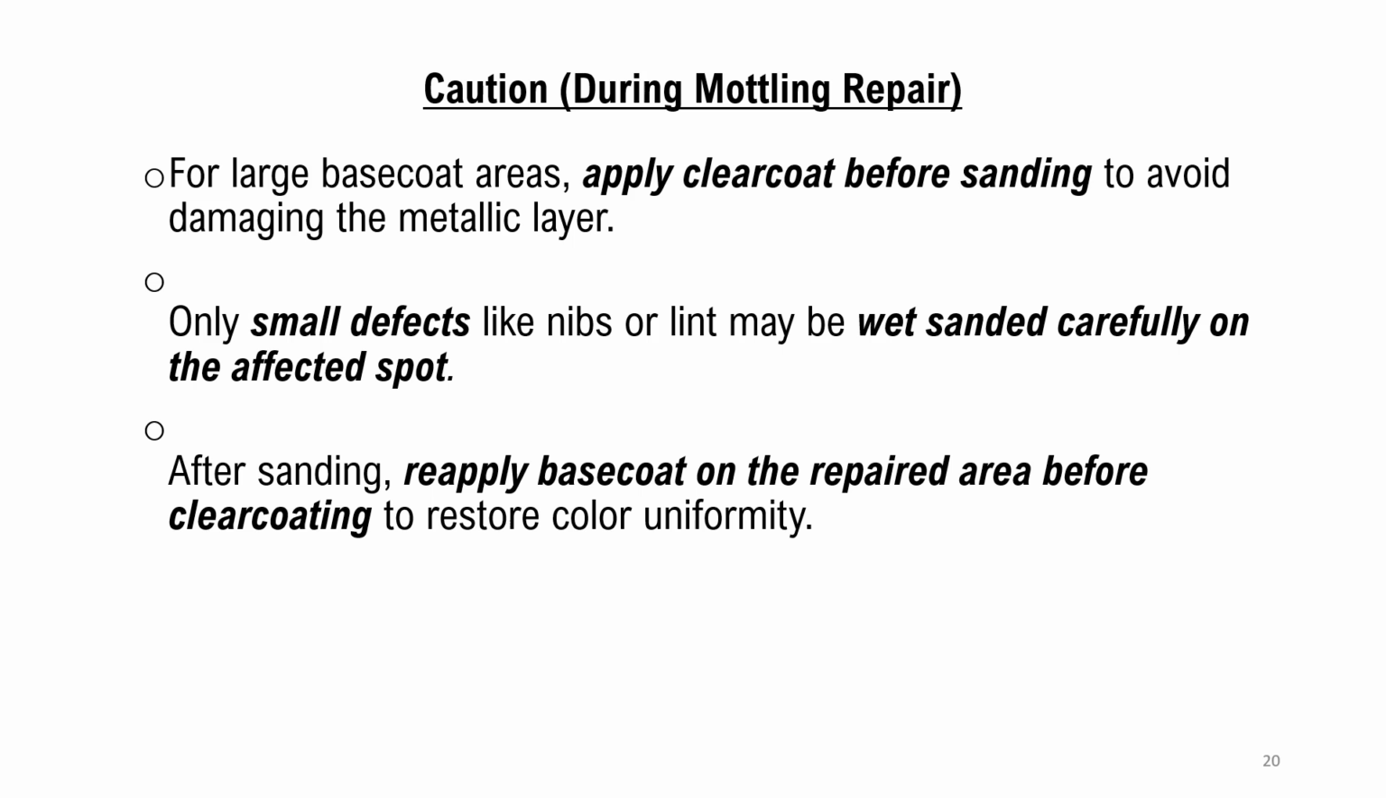Caution during mottling repair. For large base coat areas, apply clear coat before sanding to avoid damaging the metallic layer. Only small defects like nibs or lint may be wet sanded carefully on the affected spot. After sanding, reapply base coat on the repaired area before clear coating to restore color uniformity.